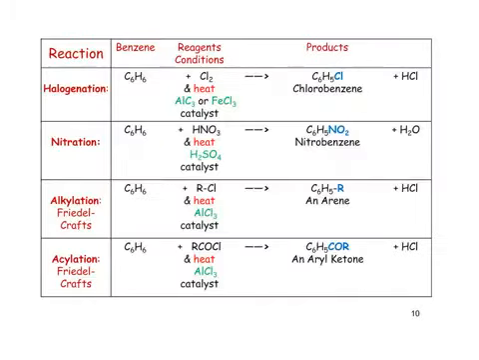Here's a summary. You should pause and have a look at the information here. In terms of halogenation of the benzene ring, how do we create the electrophile? The electrophile in the case of chlorine is going to be Cl+.